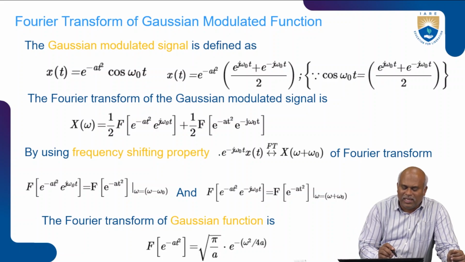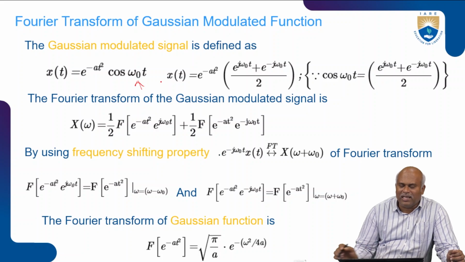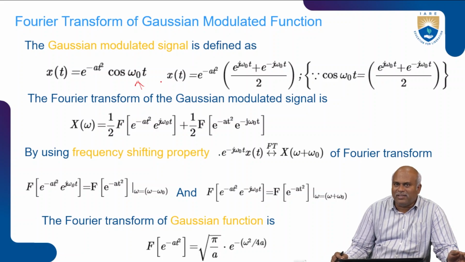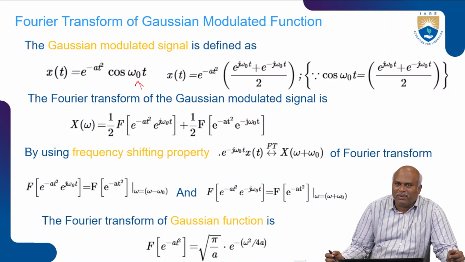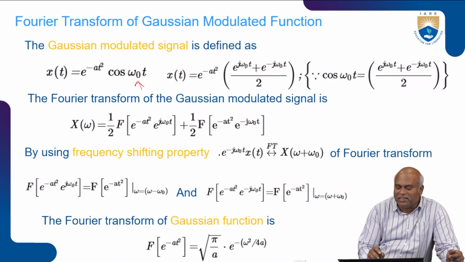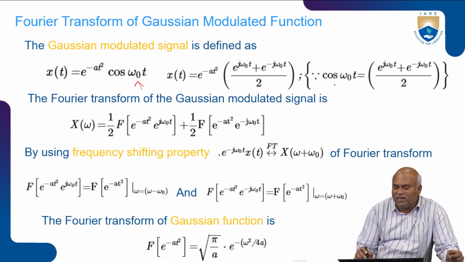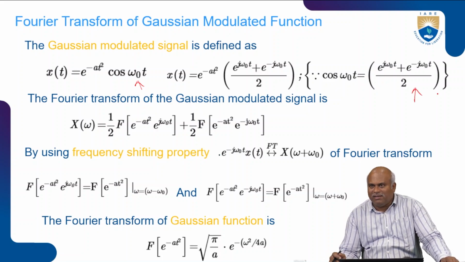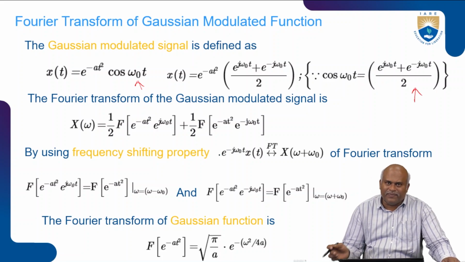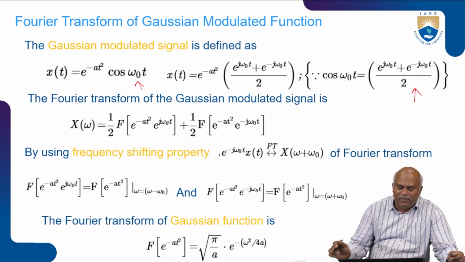Now we know cos omega 0 t as per the Euler form. I should write x of t is equal to e power minus a t square times e power j omega 0 t plus e power minus j omega 0 t, dt. Instead of cos omega t, I should substitute this value in the case of the Fourier transform. Now we need to take the Fourier transform of the Gaussian modulated function.